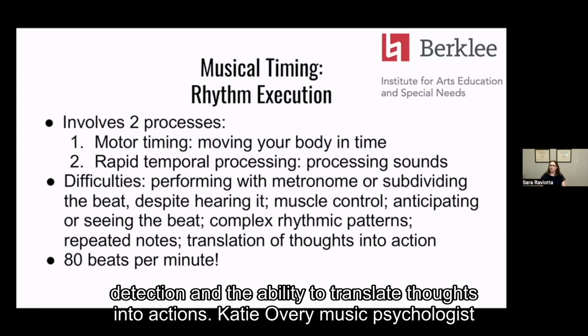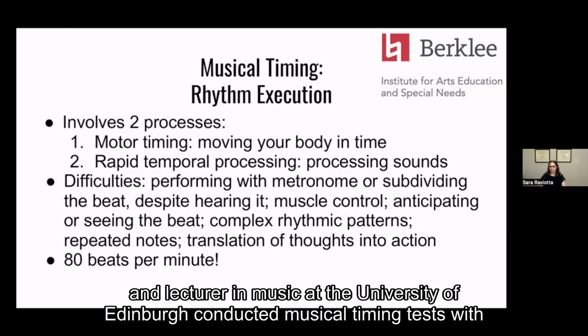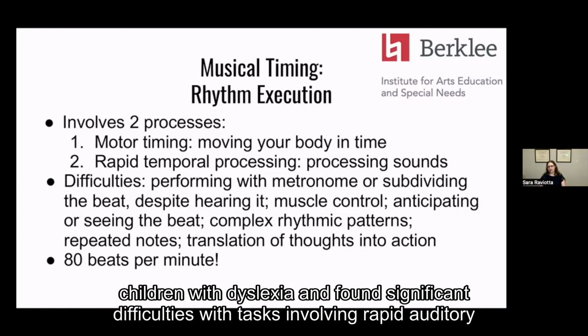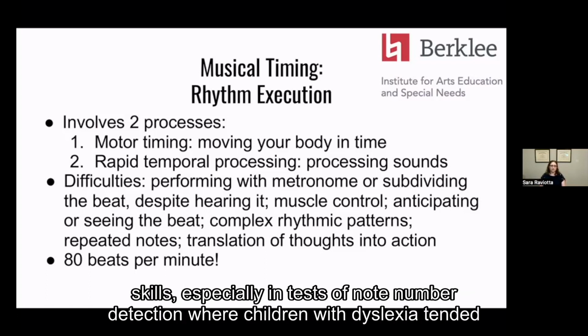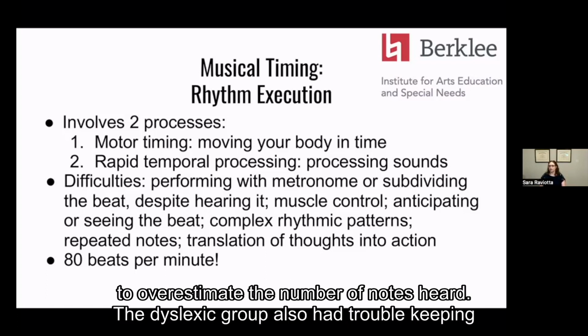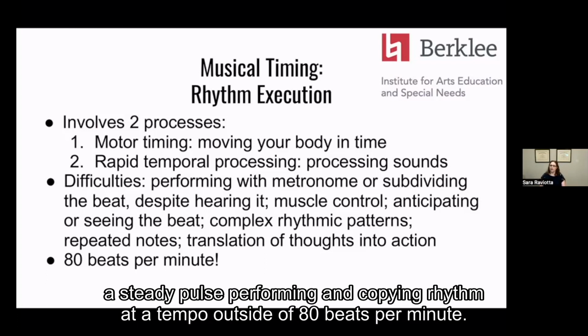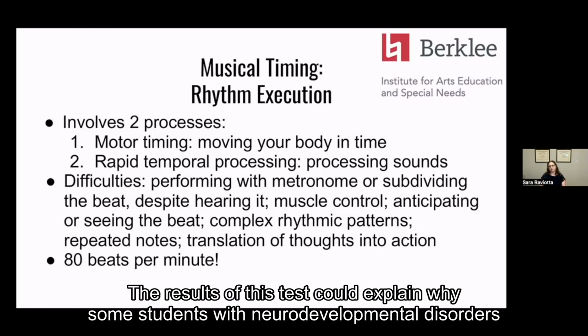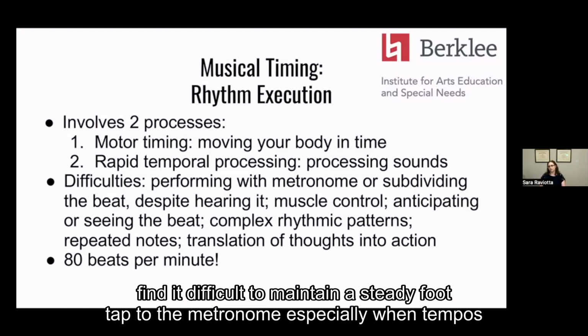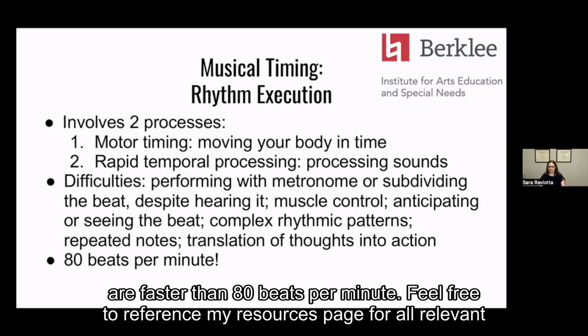Katie Overy, music psychologist and lecturer in music at the University of Edinburgh, conducted musical timing tests with children with dyslexia and found significant difficulties with tasks involving rapid auditory skills, especially in tests of note number detection, where children with dyslexia tended to overestimate the number of notes heard. The dyslexic group also had trouble keeping a steady pulse when performing and copying rhythm at a tempo outside of 80 beats per minute. The results of this test could explain why some students with neurodevelopmental disorders find it difficult to maintain a steady foot tap to the metronome, especially when tempos are faster than 80 beats per minute. Feel free to reference my resources page for all relevant research.